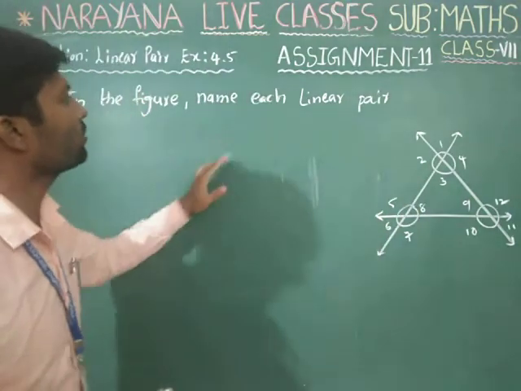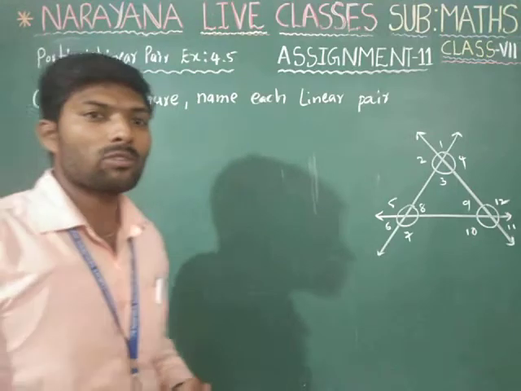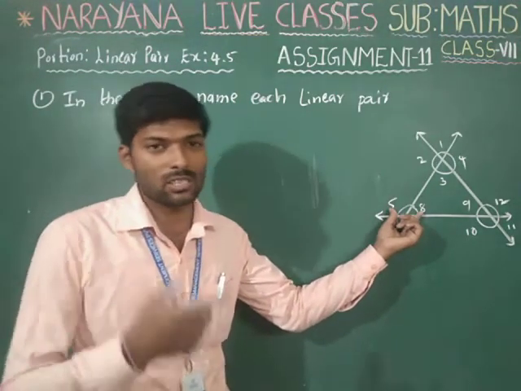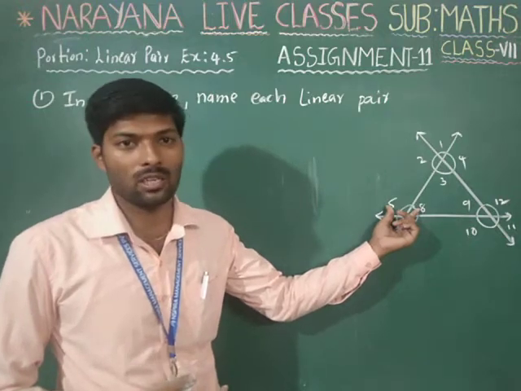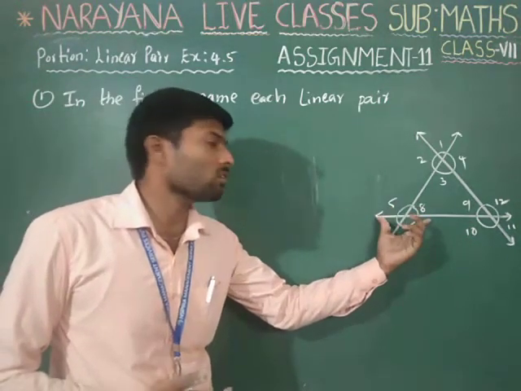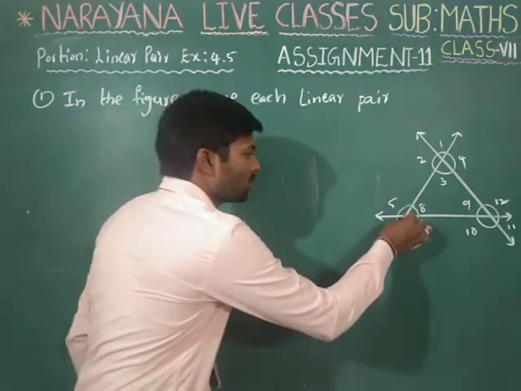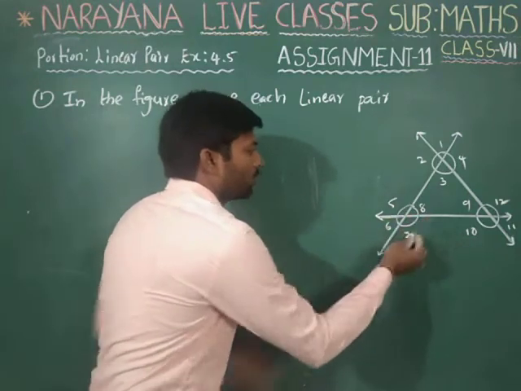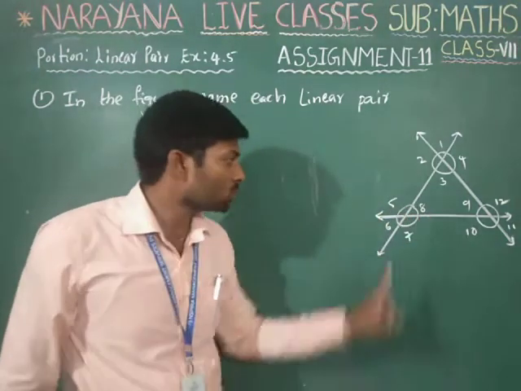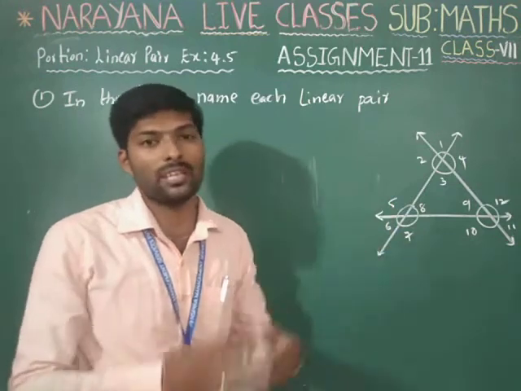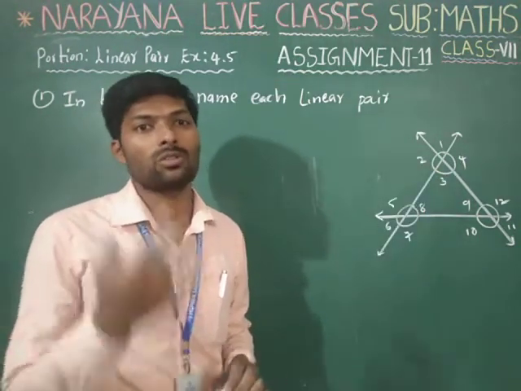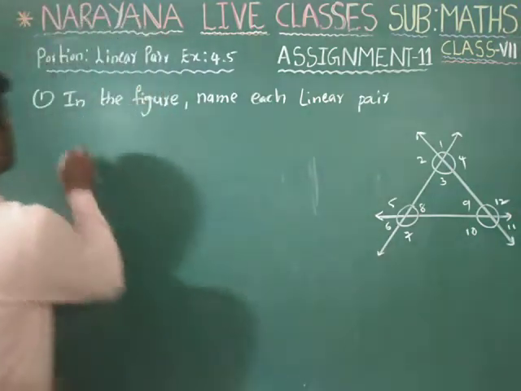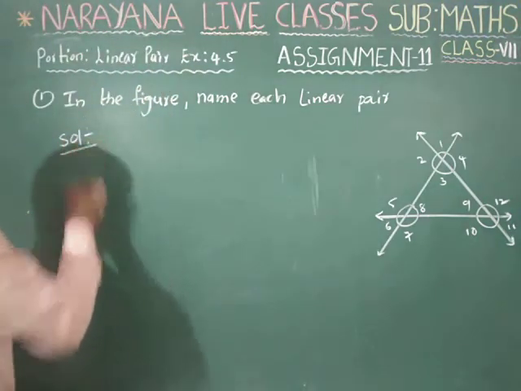Before going to that, what is a linear pair? Two adjacent angles are said to be linear pairs if the non-common arms are opposite. This is one arm and this is one more arm, and these two are opposite to each other. So angle 5 and 8 can form a linear pair. Like that, we have to identify how many linear pairs exist in total. So let us list out the linear pairs.